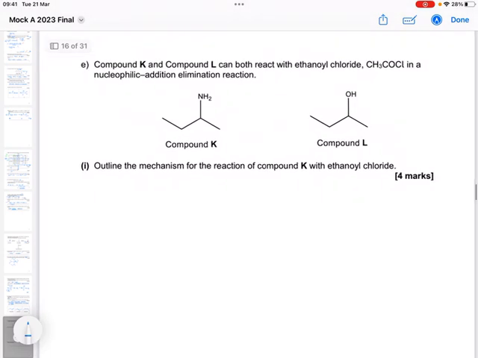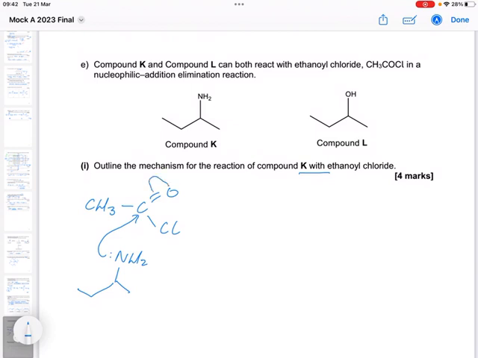Part E, compound K and L can both react with ethanoyl chloride in a nucleophilic addition-elimination reaction. So we need to do K with ethanoyl chloride. So K, NH2, lone pair on here. So curly arrow from there to there and there to there. So there's 2 marks, one for that curly arrow, one for that curly arrow. That's going to give me an intermediate.